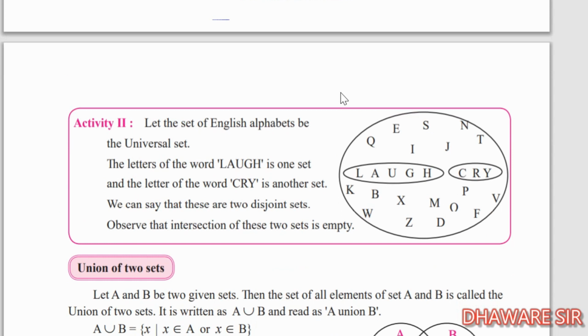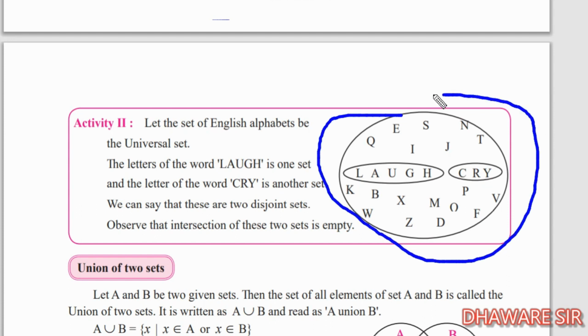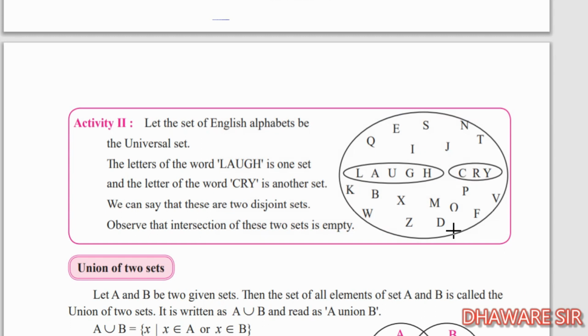second activity. Let the set of the English alphabets be the universal set. It means it has A, B, C, D up to Z. So this is our universal set. So we can write here the universal set A, B, C, D up to Z. The letters of the word laugh, L-A-U-G-H. When they are the letters L-A-U-G-H, we can circle only those letters. So this is one set, and the other set is the letters of the word cry.